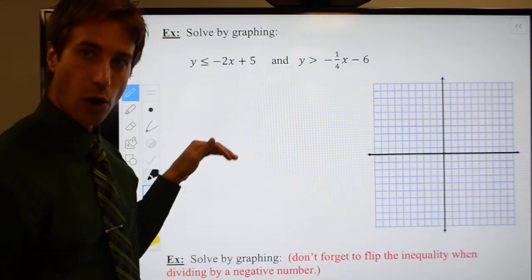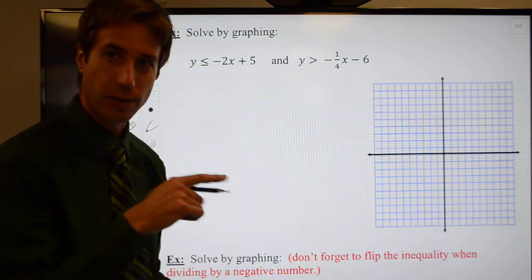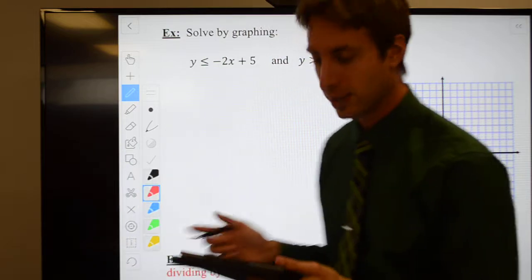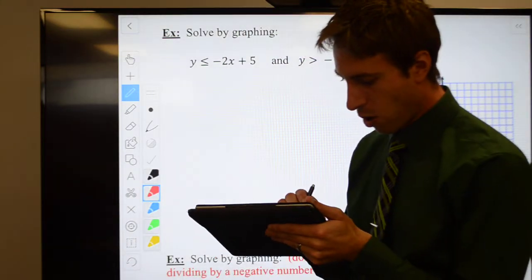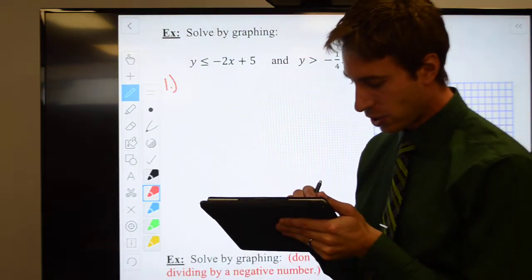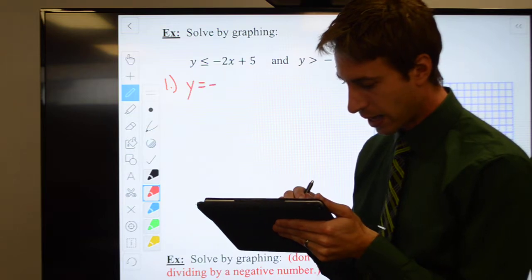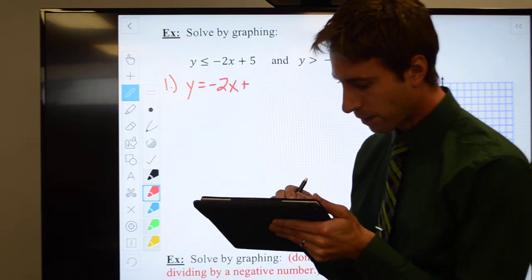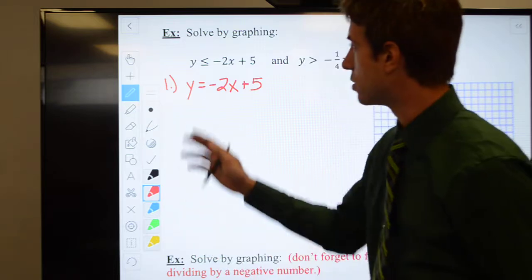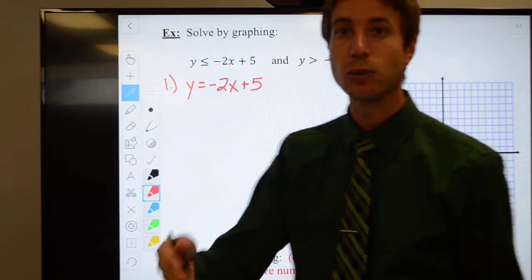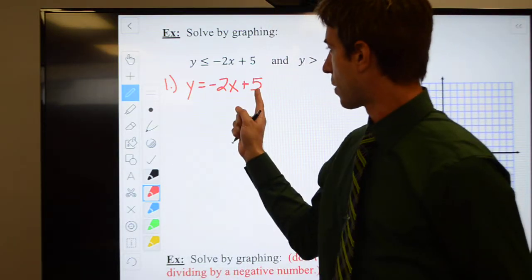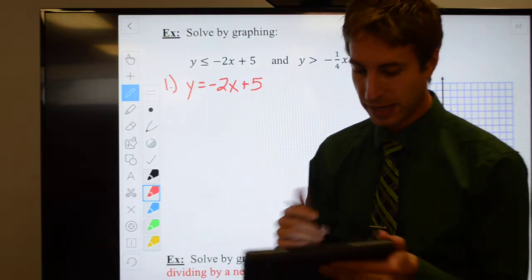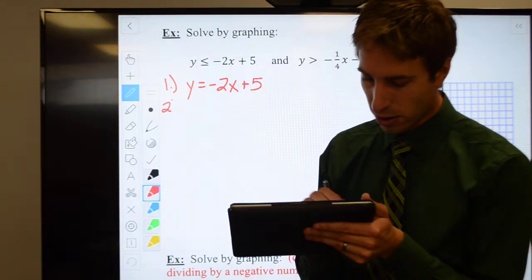Let me run through all 4 steps and then I'll graph it for you, but I'm going to step over here so I get out of the way so you can see my work. Step 1, I graph the equation instead. So y equals negative 2x plus 5. Well, that's going to be easy to do. It's in slope-intercept form, y equals mx plus b. That's my y-intercept, and that is my slope. Easy peasy.